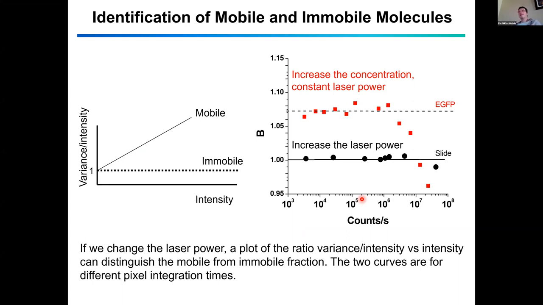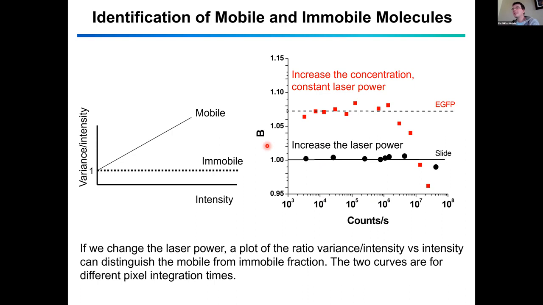So how can we now identify and separate mobile and immobile fractions in a cell? If the fraction is immobile, the variance divided by the intensity should be locked in at 1 and should not change as you increase the laser power. If you have the mobile fraction, of course, the higher the oligomerization state you have, the higher the variance will be. Or if you excite with more laser power, you will also get a higher variance.